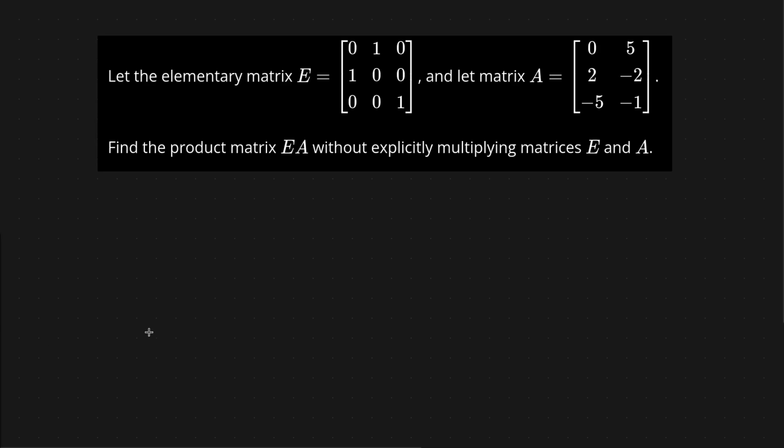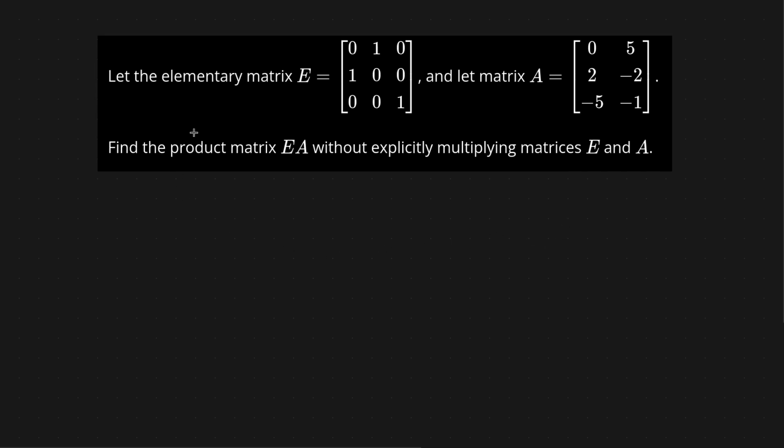Let's take a look at another example. Let elementary matrix E equal to this matrix, and let matrix A equal this matrix. Let's find the product of E times A without explicitly multiplying matrices E and A. Okay?